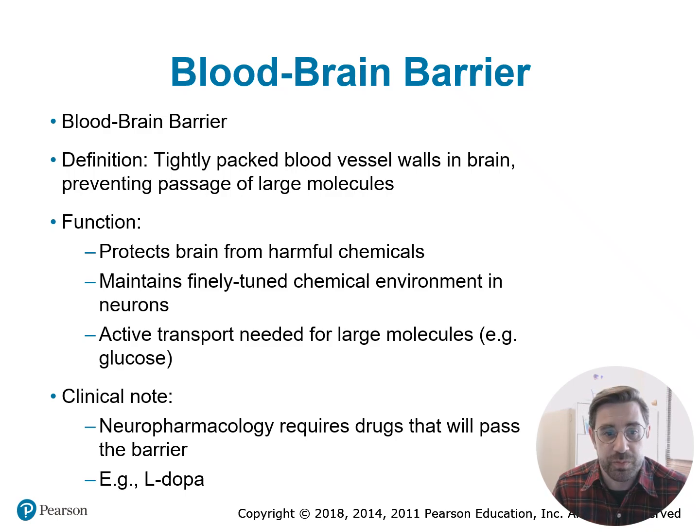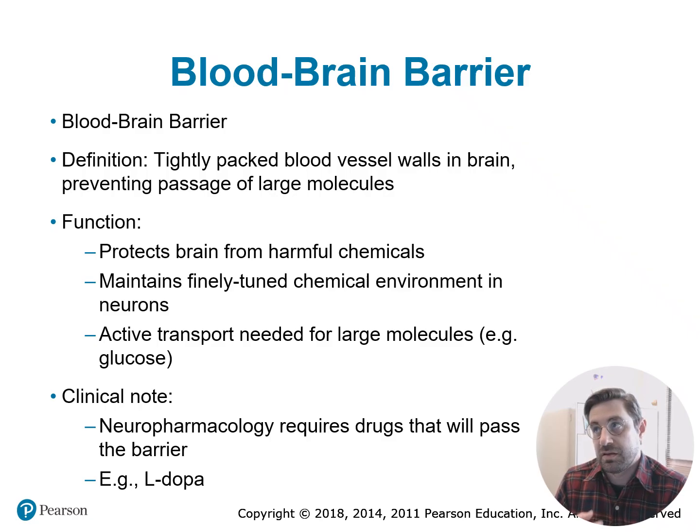The other function of the blood-brain barrier is that it helps to maintain this really finely tuned chemical environment that we'll talk about in the next chapter. Okay? And so we need a very finely tuned chemical environment in order to have action potentials where the neurons fire. And the blood-brain barrier helps to make sure that that chemical environment isn't going to be affected by as many outside forces.